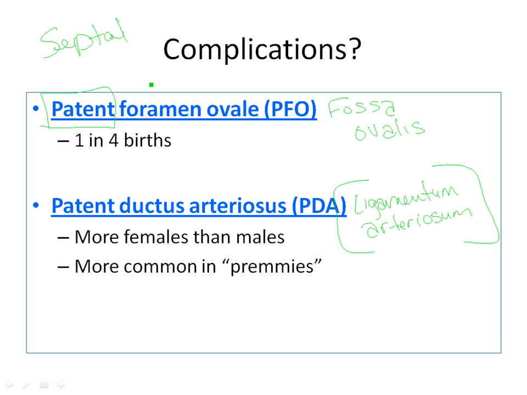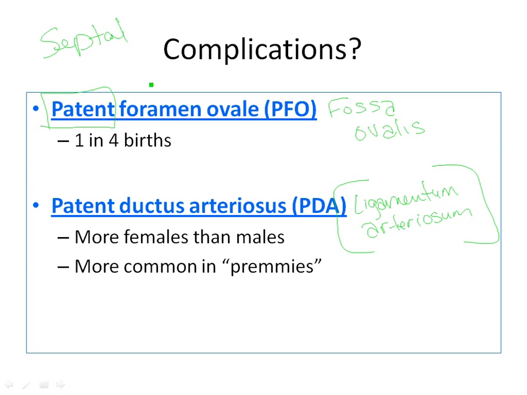Now, let's talk about the other aspect of this, the patent ductus arteriosus. This is typically more common in female infants than males, more common in premature babies, who are also more likely, of course, to have respiratory distress, and also it's commonly found in children that are born with Down syndrome as well. So this one tends to be more complicated and cause a lot more problems.